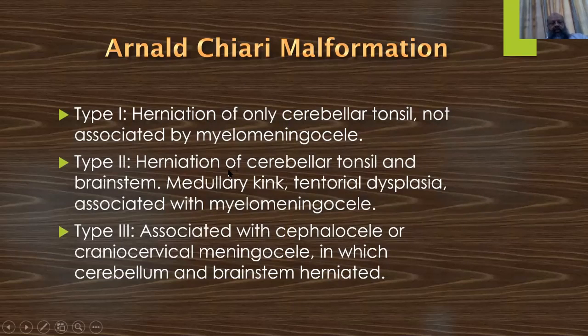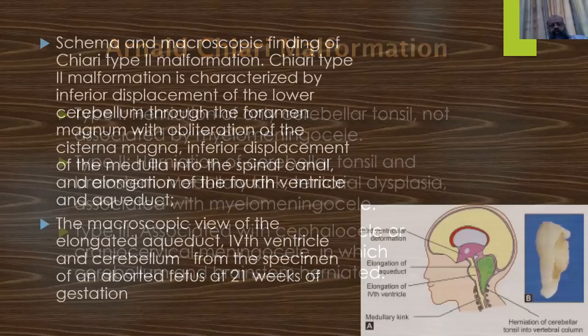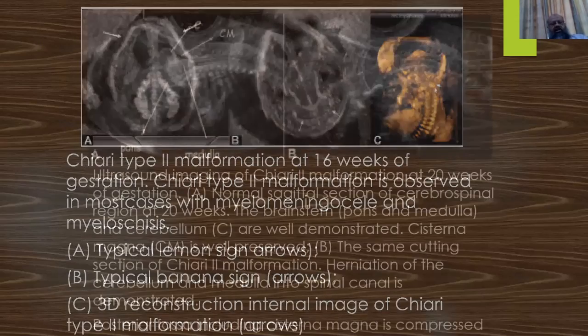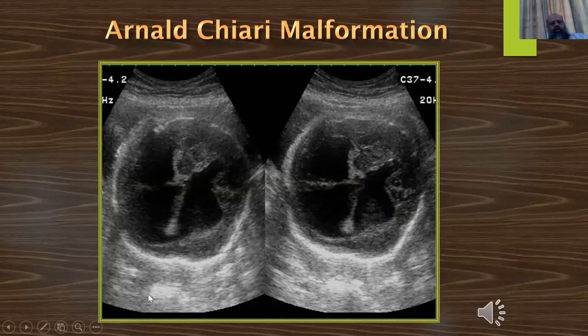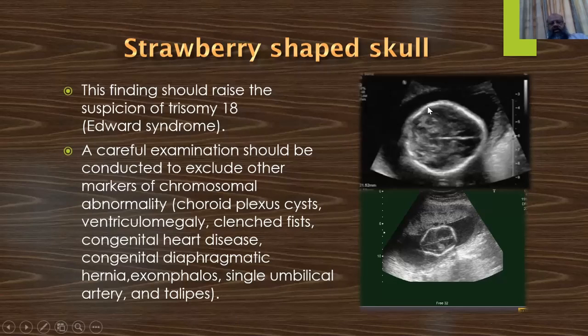Then comes the Arnold-Chiari malformation. Type 1 is herniation of only the cerebellar tonsil, not associated with myelomeningocele. Type 2 is herniation of the cerebellar tonsil and brainstem, medullary kink, tentorial dysplasia associated with myelomeningocele. The first is not associated. Type 3 is associated with the encephalocele, also called cephalocele, or craniocervical meningocele, in which cerebellum and brainstem are herniated. These are those conditions. So it is Arnold-Chiari, in which we can also get the dangling choroid. Strawberry-shaped skull.